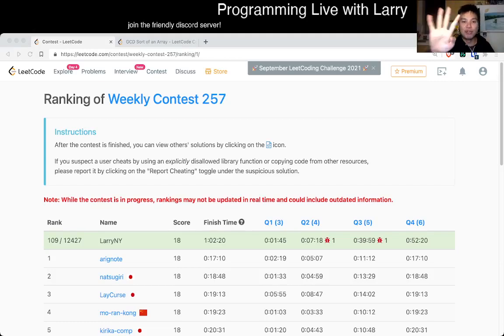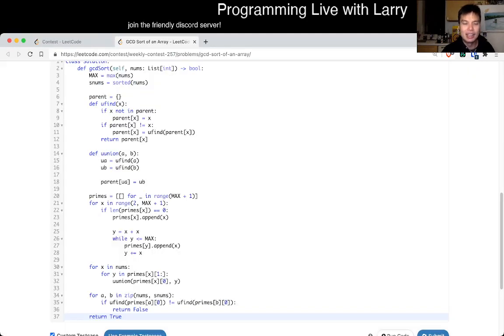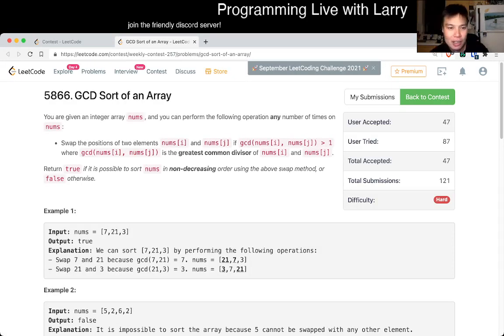This is me going with Q4 of the weekly contest 257. Ooh, yikes. GCD sort of an array. So basically, this is a tricky problem.